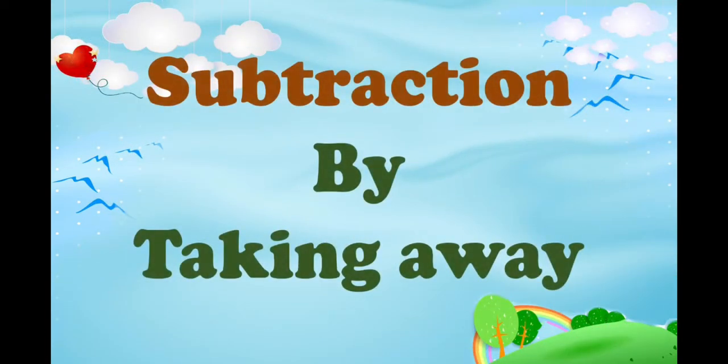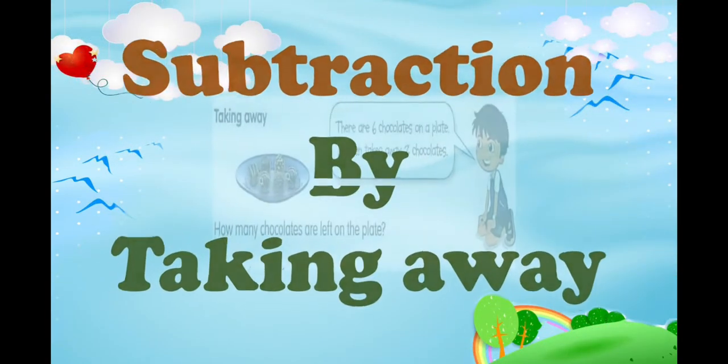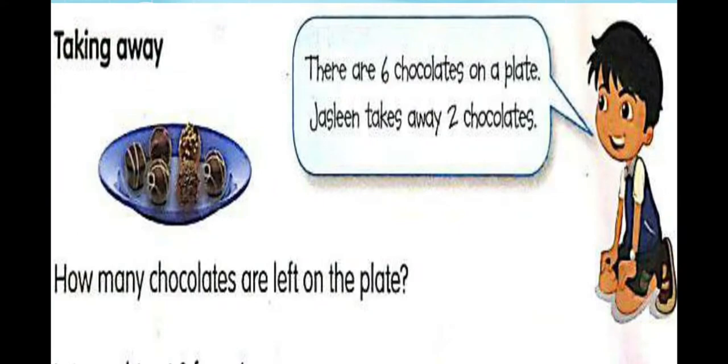Let's start. Subtraction by taking away. Let's see this example of taking away. There are 6 chocolates on a plate. Jasleen takes away 2 chocolates. Takes away मतलब ले लिया, ले लेना. Okay. So as you can see, there are 6 chocolates on this plate, and Jasleen took away 2 chocolates. उसने 2 चॉकलेट्स ले ली. तो अब जब उसने 2 चॉकलेट ले ली, उसके बाद कितने चॉकलेट्स बचे?